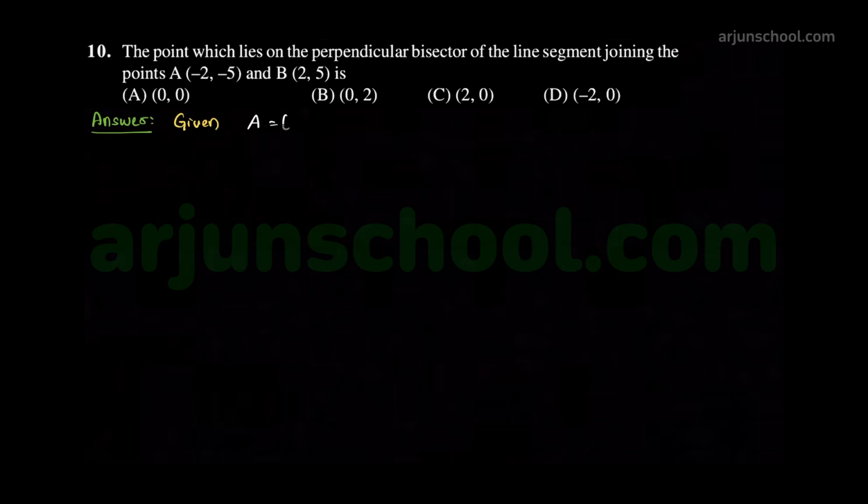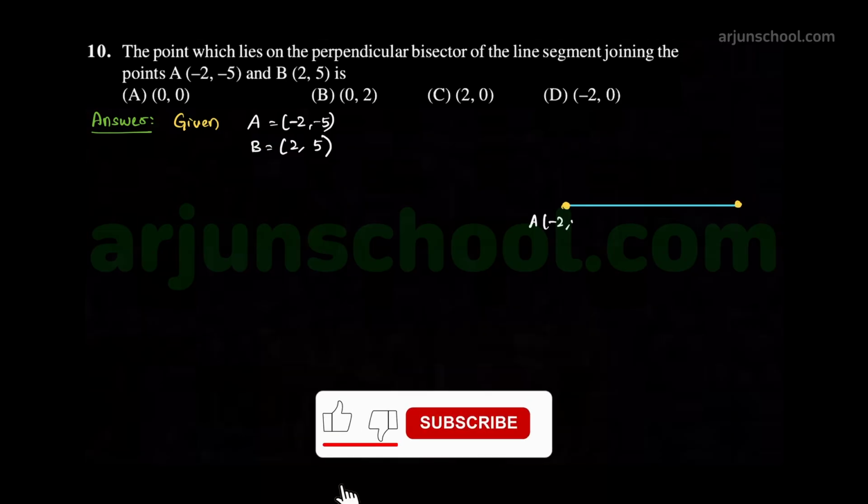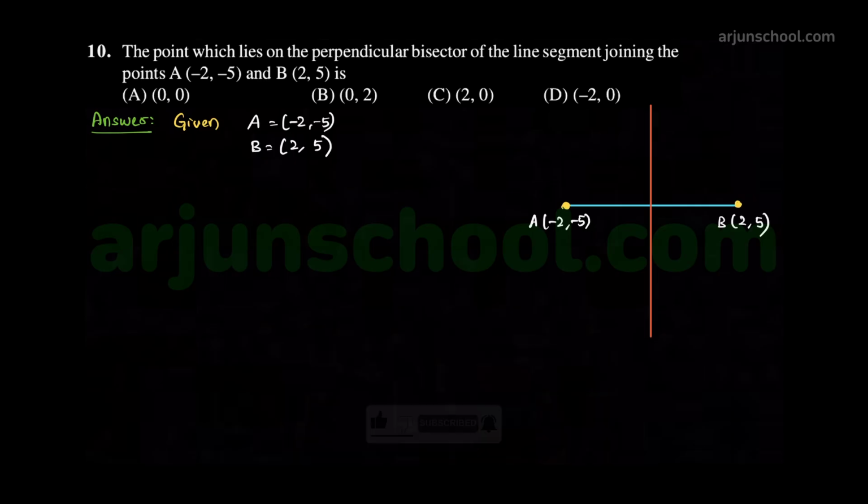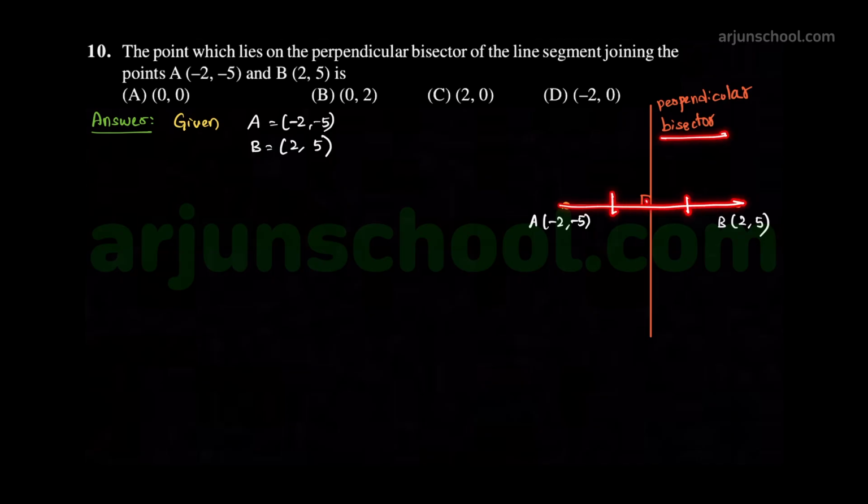We are given 2 points. A is equal to (-2, -5). B is equal to (2, 5). And a perpendicular bisector is the line that passes through the midpoint of AB and is perpendicular to AB. Perpendicular meaning it is perpendicular to the line segment joining AB, and bisector meaning it bisects the line segment equally, which means it divides the line segment into two equal parts.